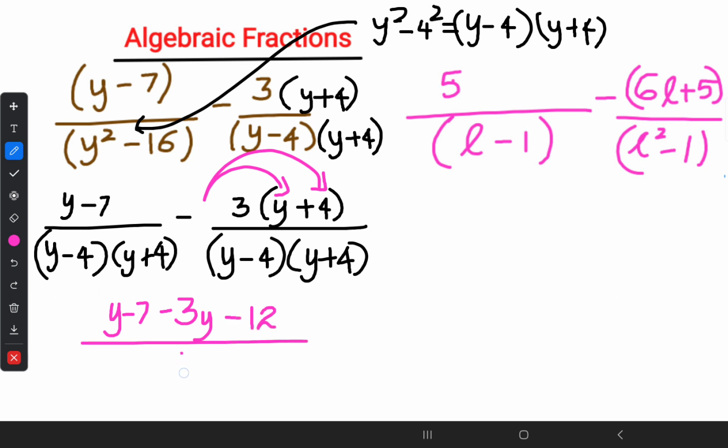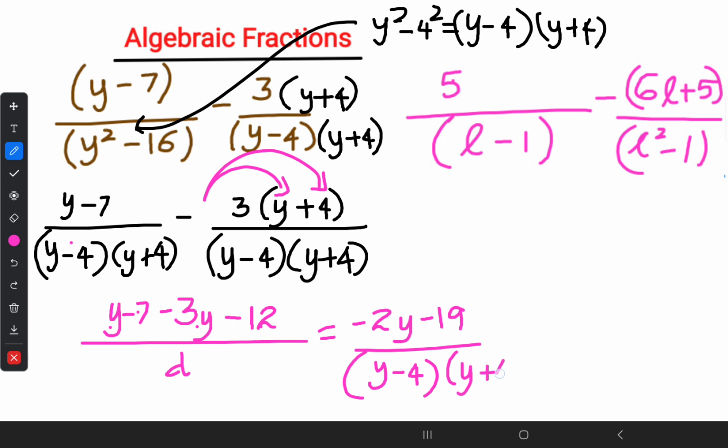In the denominator we have this one. I'll use a simple D letter instead of this. Then it will become y minus 3y, negative 3y, negative 7 and negative 12, which becomes negative 19. In the denominator we have y minus 4 times y plus 4. That would be the answer for the question on the left.